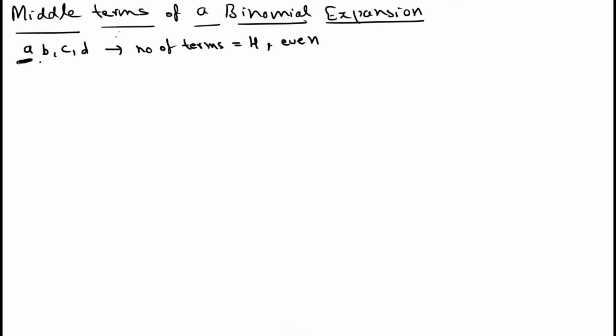Suppose mark A and here mark D. In the middle you can find two terms, right? Therefore remember, if the total number of terms is even, then there exist two middle terms.